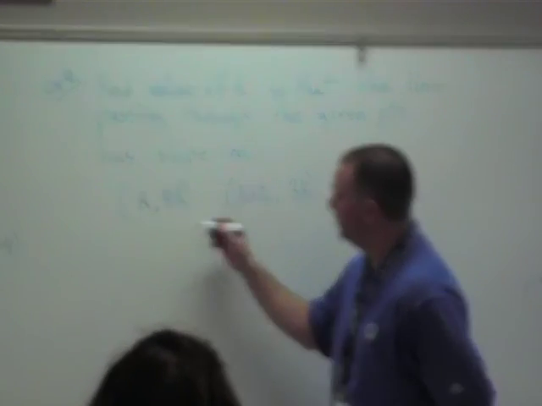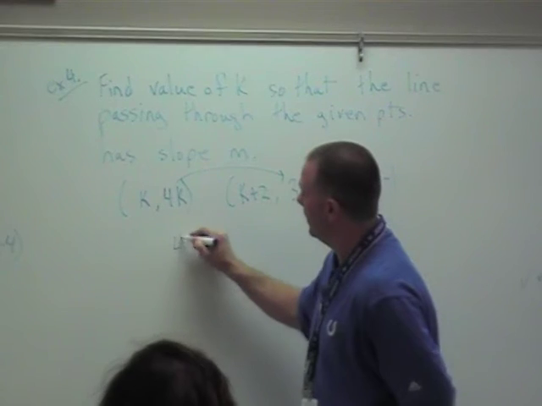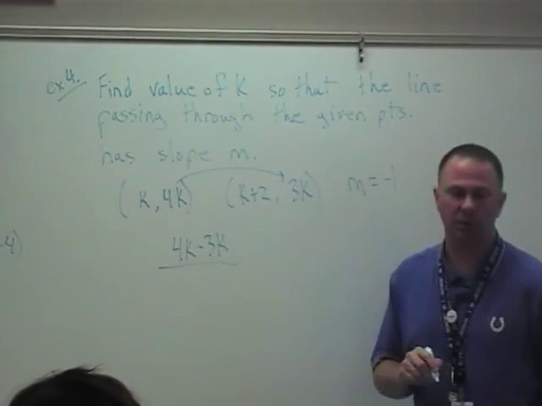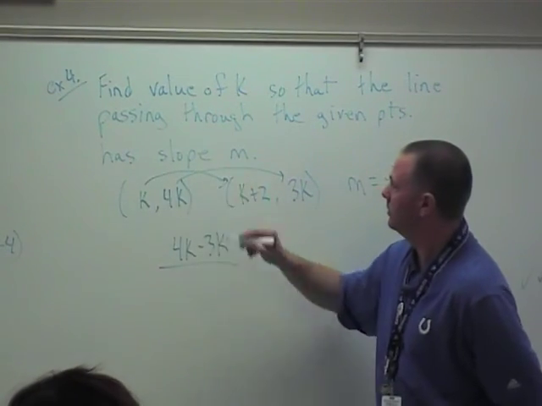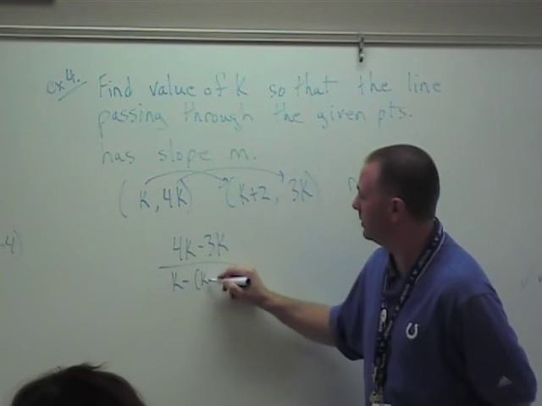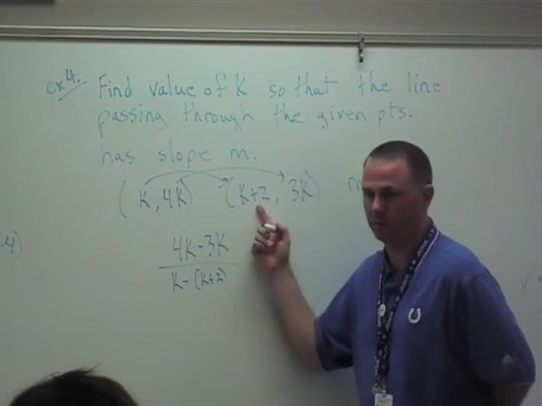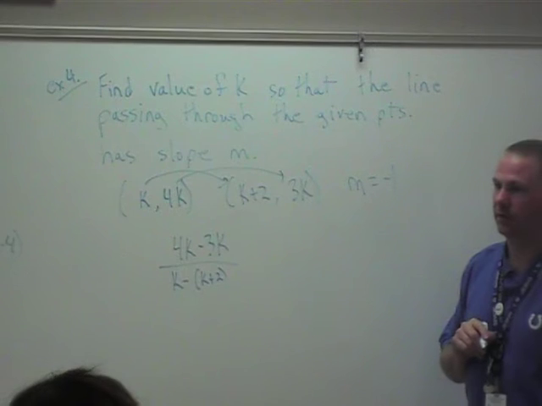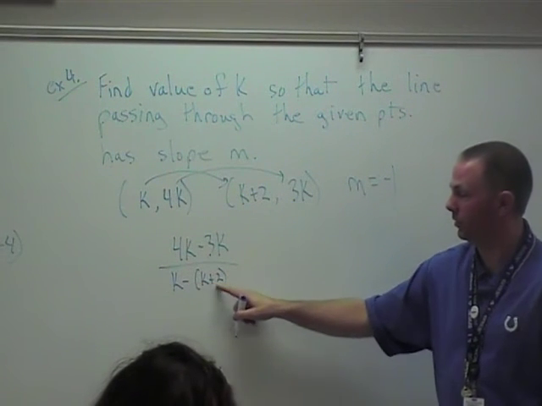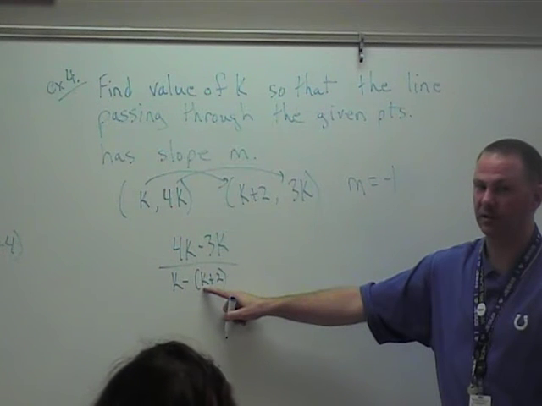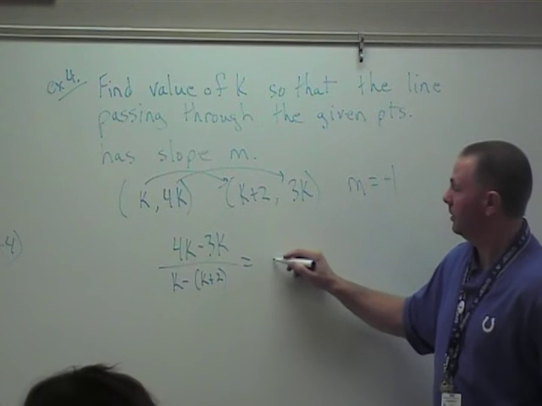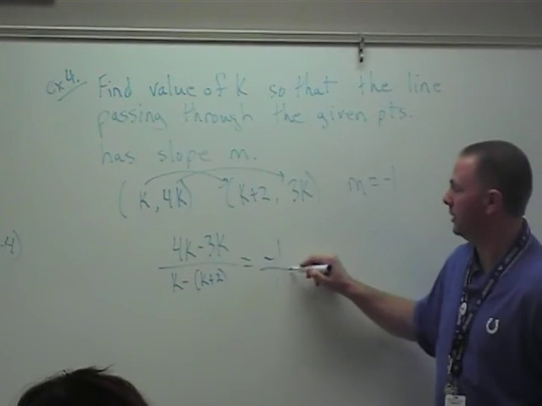All right, so what we're saying is 4K minus 3K, that's y sub 2 minus y sub 1, over x sub 2 minus x sub 1, K minus K plus 2. Be careful, that's a bigger value there, so it has to be grouped. You're subtracting the whole thing, not just the first thing. That's where you can make a mistake. Equals -1 over 1.